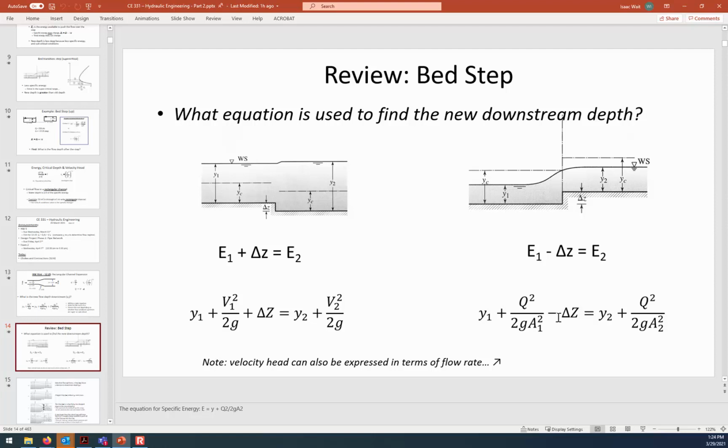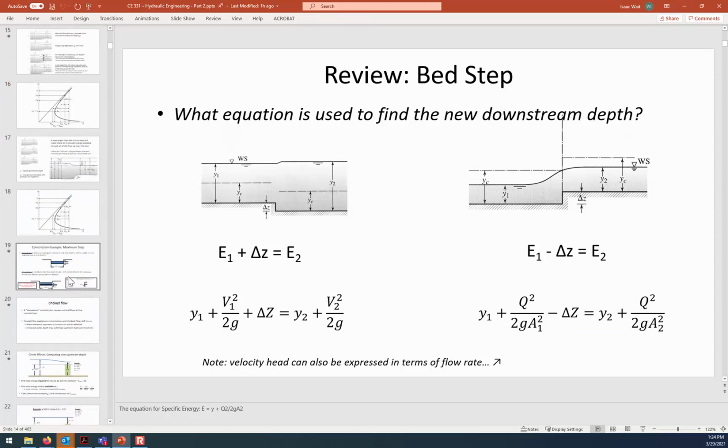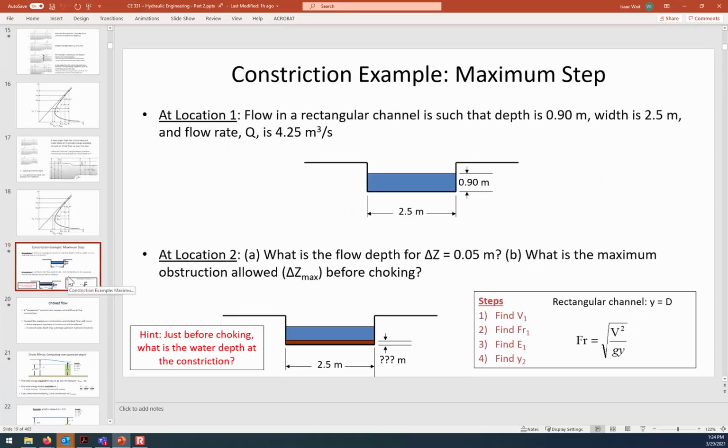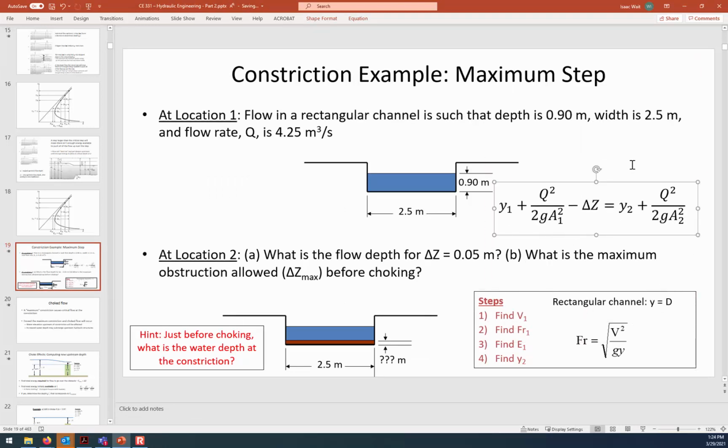Let's see. We've got a step up. Yeah, this would be a good one. Let me copy this over for the problem, because it's a step up. So think of this second term as just the velocity head. You can substitute either the flow rate and the cross-sectional area in, or it can be v squared divided by 2g.